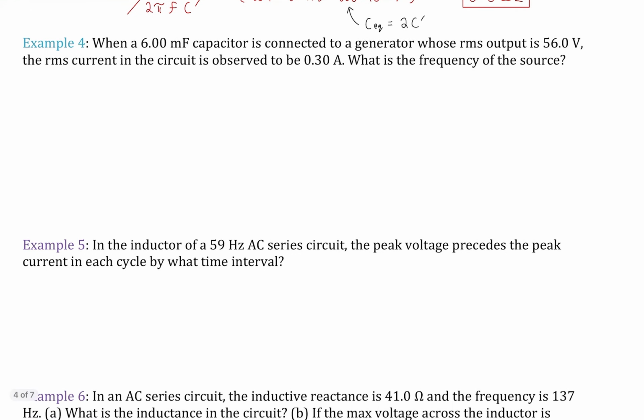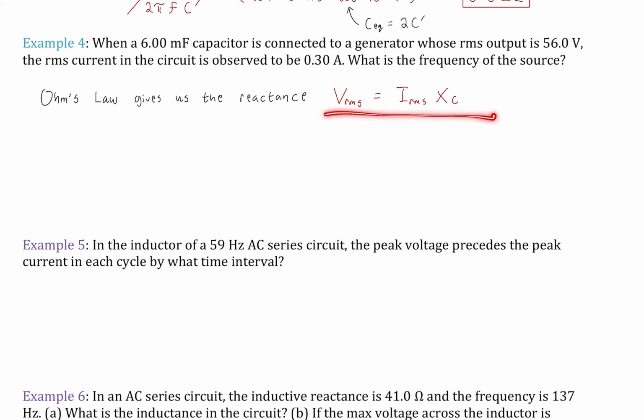When a 6 millifarad capacitor is connected to a generator whose RMS output is 56 volts, the RMS current in the circuit is observed to be 0.3 amps. What is the frequency of the source? A lot of these problems are all about piecing together information and then using the appropriate equations. There's a rather small pool of appropriate equations, so we should be able to sort it out.